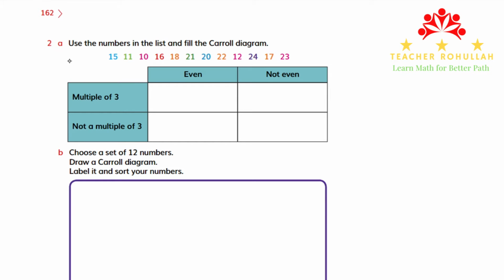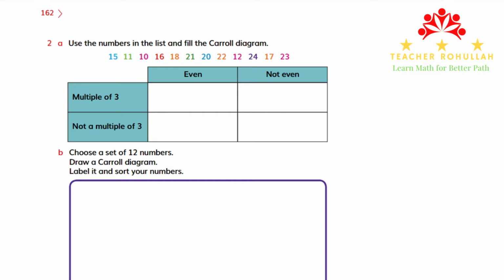In part A of question 2, it says, use the numbers in the list and fill the Carroll diagram. And a Carroll diagram is also a way of sorting numbers. We, for example, say this, not this, that, not that. The same case is here. Here we have multiple of 3, not multiple of 3. We have even, not even, or it could be odd, not odd. Multiple of 4, not multiple of 4.